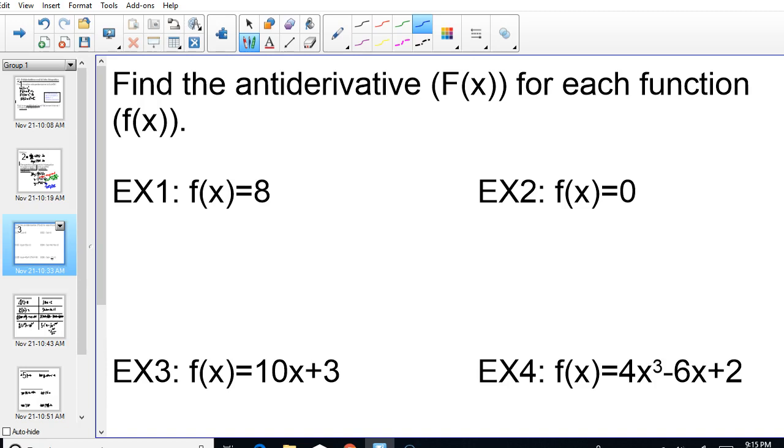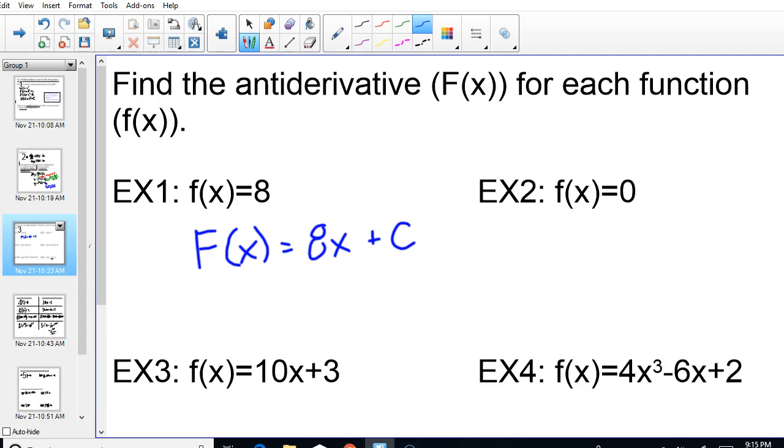So if we have little f of x equals 8, then the capital F of x would be 8x. And we want to make sure that we put a plus c here for our constant of integration, because that number could be added there on the end. So this would be our integral that we would have for number 1.